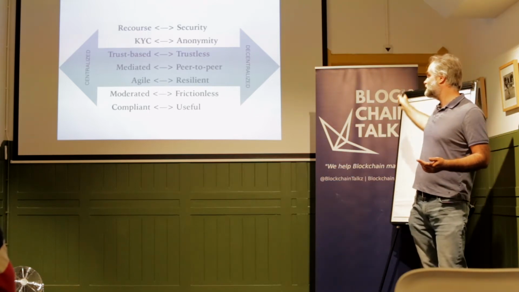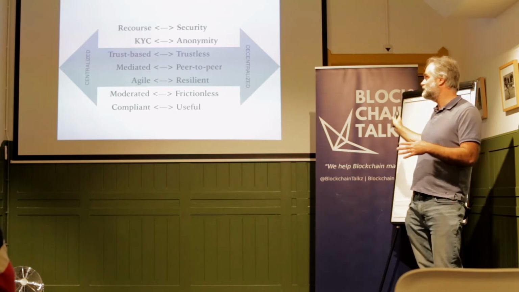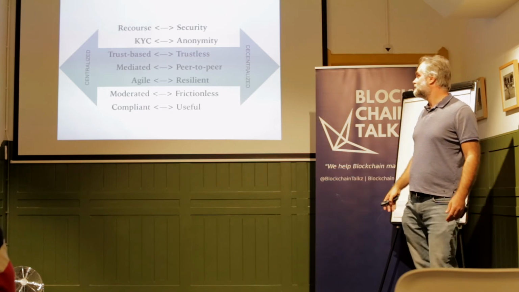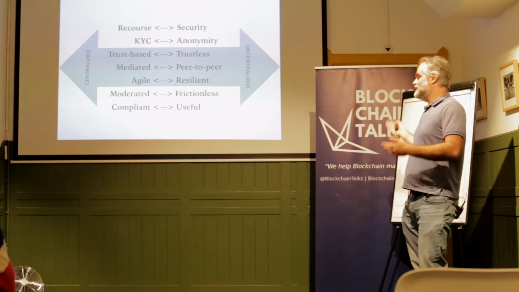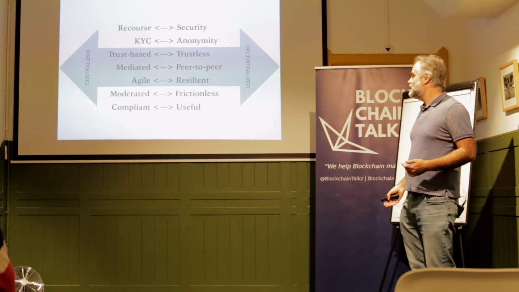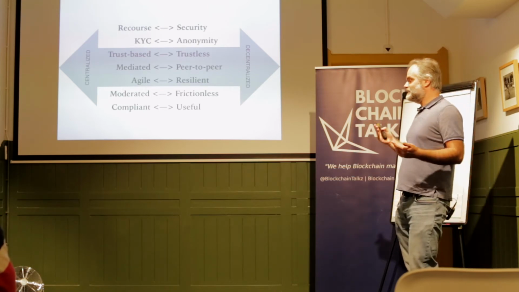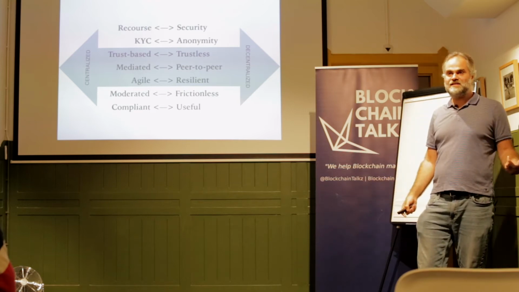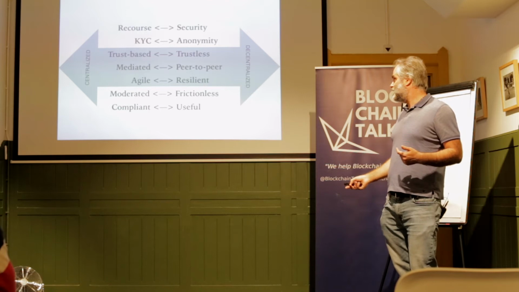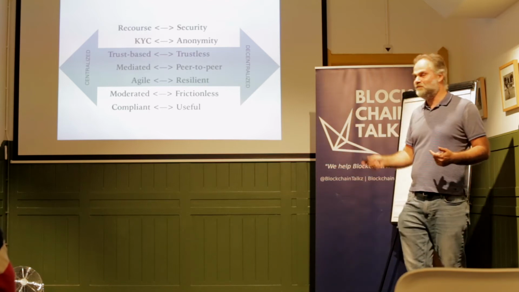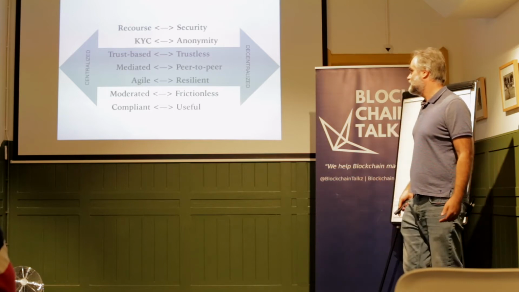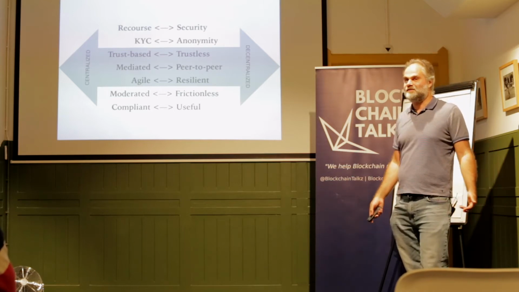The right is decentralized, kind of Bitcoin, Ethereum. The left is centralized, kind of more traditional. You know your customer is at odds with anonymity. Trust-based is at odds with trustless, obviously. Agile and resilient are at odds. Agile is generally centralized, resilient is generally decentralized. And compliant and useful. Compliant means respects the local laws and regulations, and useful means it does everything you want.